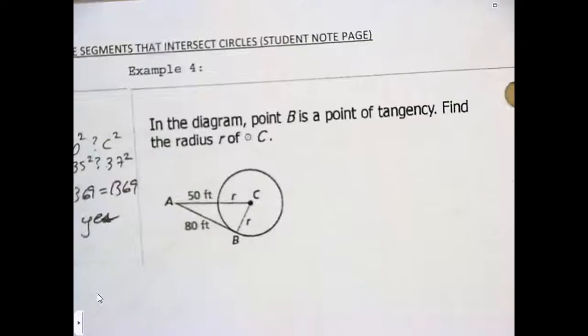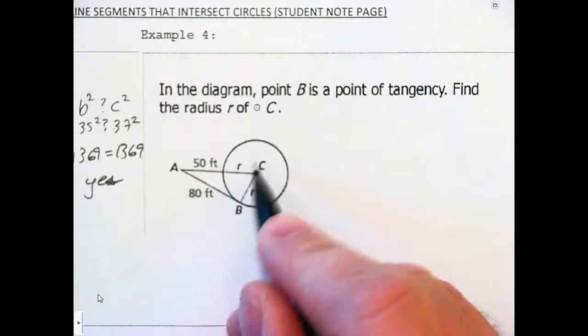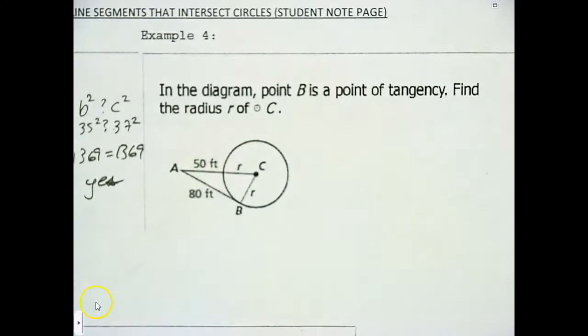Now, example 4. Point B is a point of tangency on circle C. Find the radius of circle C. Okay, work with your partner there. Try to figure that one out. Try to use what we just talked about. It may help you out.